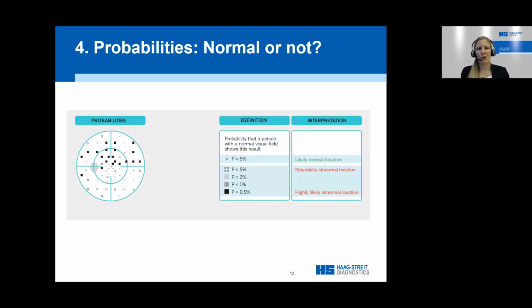And that's all we have for visual field reliability, but it's way more than just the false positives and negatives. So now let's move on to the second question. Is the visual field normal or not? And we know the probability representations that exist in every parameter, using these probability symbols: p larger than 5% means this location is likely normal, whereas smaller p values suggest a potentially abnormal location.